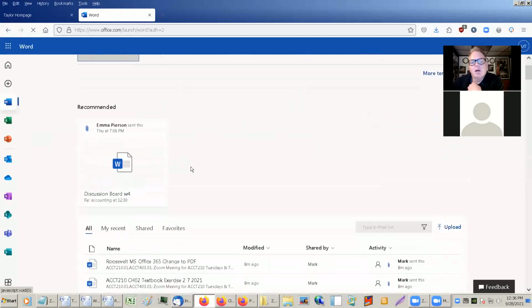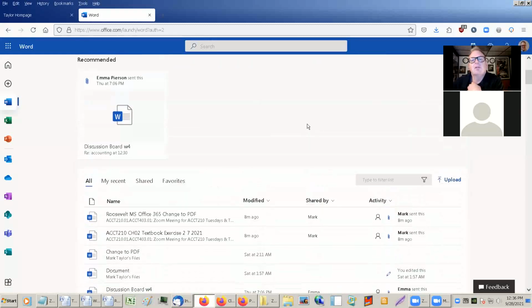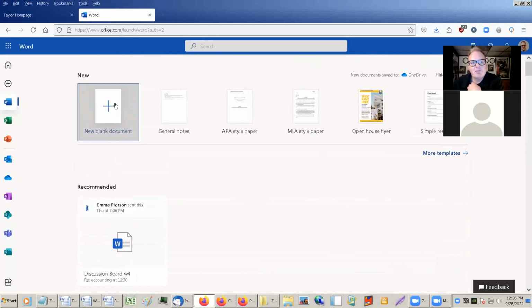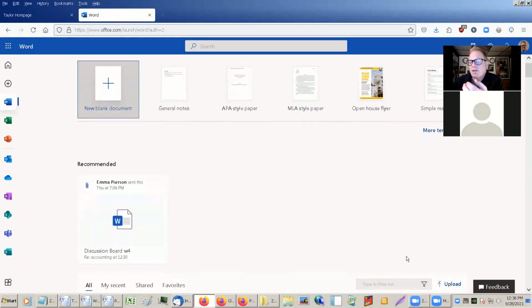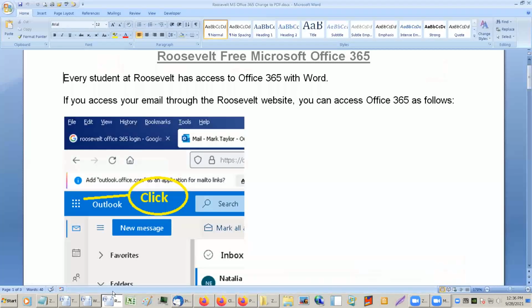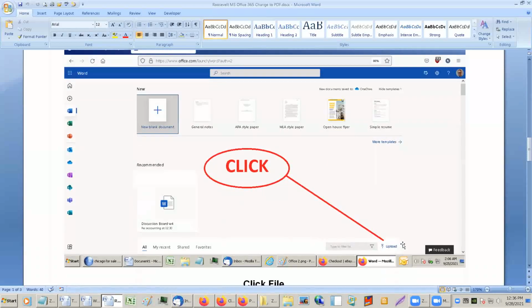And Word, oh, here it is. So you get these things. If you want to start a blank, you can use it for any of your classes. You can just click on a new document, whatever you want to do. But there's also down near the bottom here, it's kind of hitting this upload thing here.